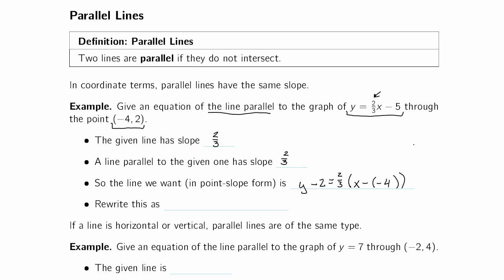If we really felt energetic, we could write x minus -4 as x plus 4 instead. That's all we need to do. We don't need to put it in slope-intercept form. We don't need to put it in standard form. We can leave it in point-slope form unless we have a compelling reason to want it in another form.